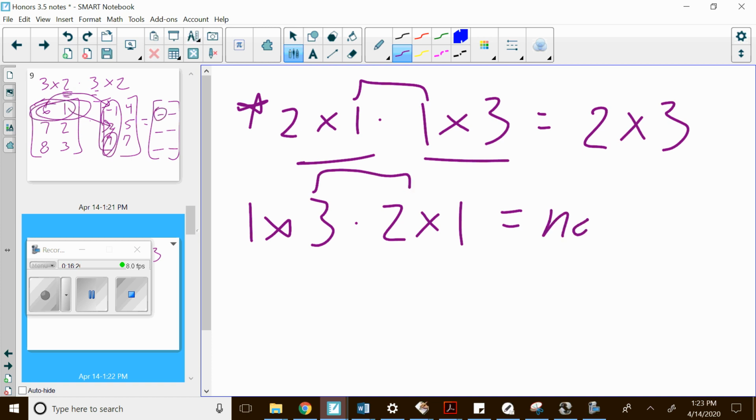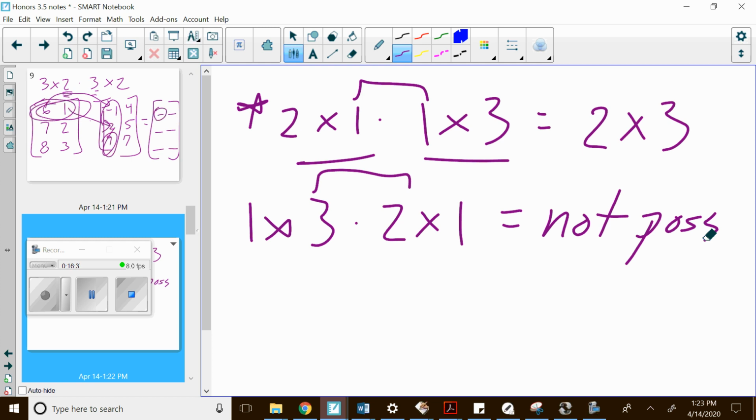Not possible. Which is really, really strange, because in numbers like 7 times 8 is the same thing as 8 times 7. Numbers are commutative. However, matrices are not. Matrix multiplication is not commutative. So we have to watch that.